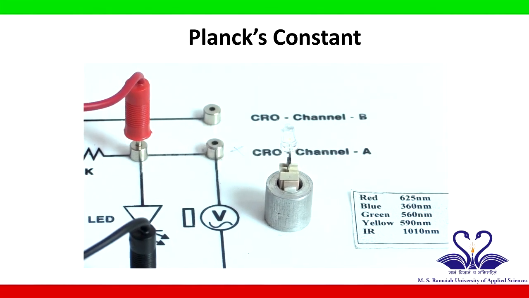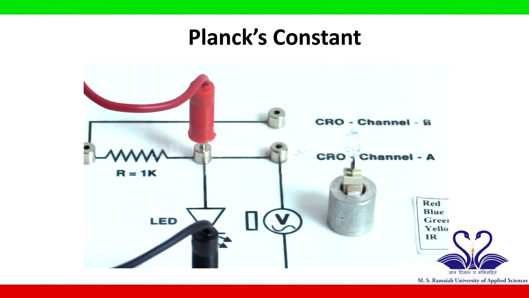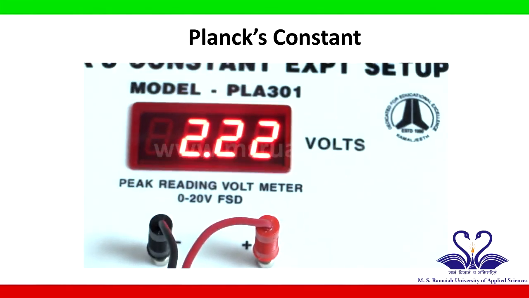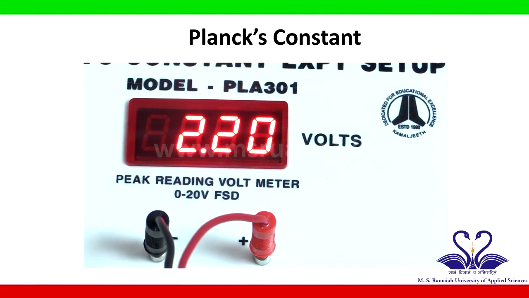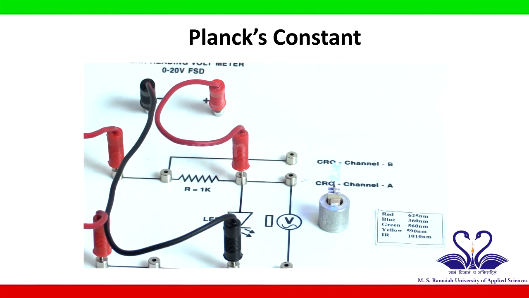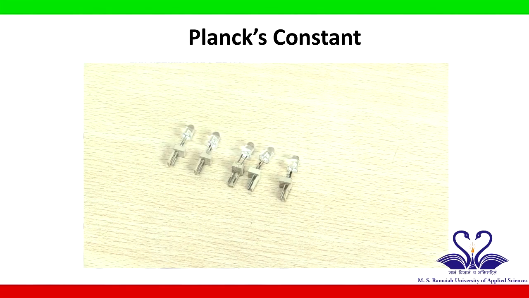Now, the LED glows yellow. So, note down the corresponding reading of the wavelength from this table, and also note down the knee voltage from the voltmeter reading. Now, repeat the knee voltage measurement for all the given LEDs.